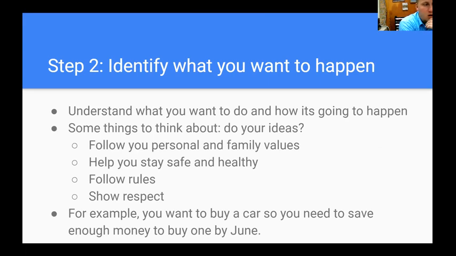So some things to think about when you're doing this is follow your personal or family values. So you don't want to cut out some things that are important to you or that are important to your family in order to meet these goals, but you still need to figure out what you want to cut out, what you want to do to be able to make a decision on how you're going to do the things you're trying to do. I want to make sure that things help you stay safe and healthy.